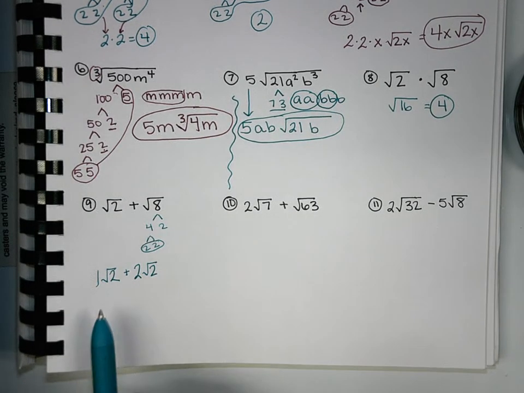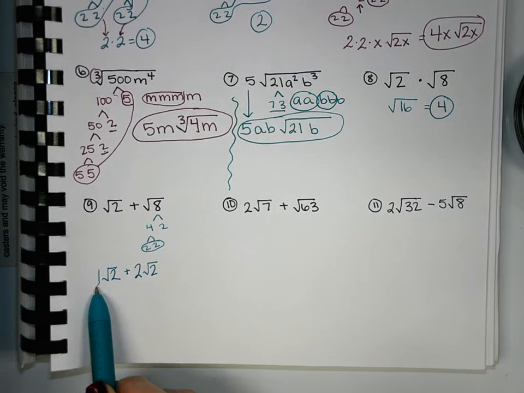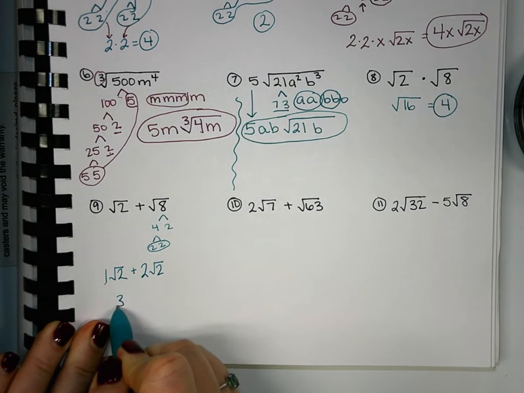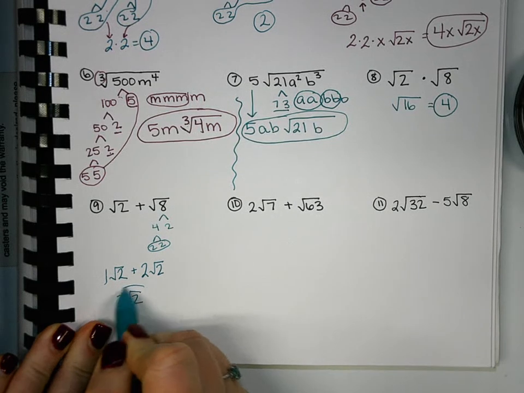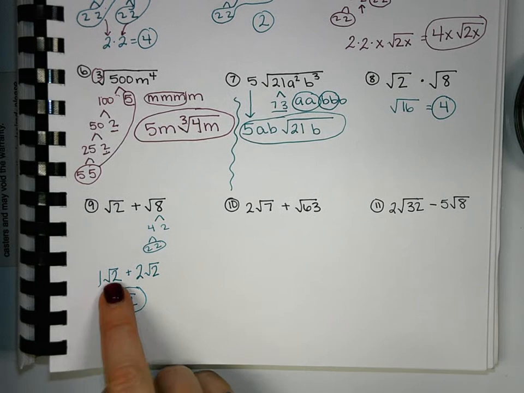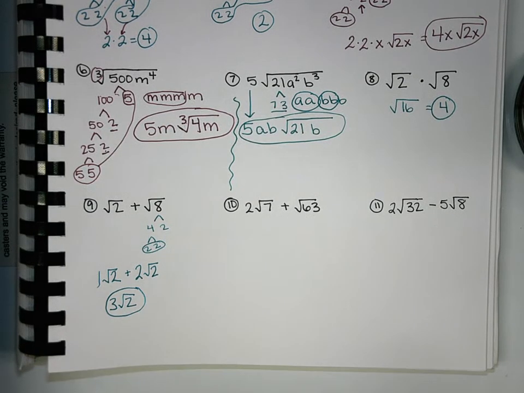So we can put our imaginary 1 in. So what's 1 plus 2? 3, and then square root 2. It's just like if that square root were an x. It'd be like saying, what's x plus 2x? 3x. It's just now it's our square root instead of an x.